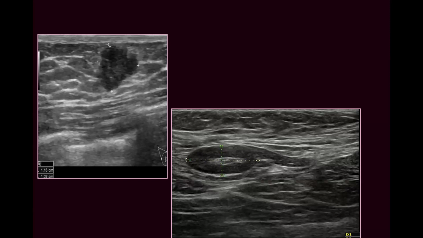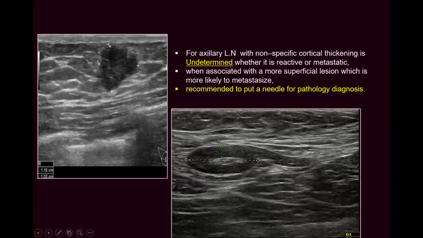So these are predictive locations of metastasis. For associated breast cancer in these locations and non-specific lymph nodes, we have to be aggressive and proceed for biopsy, as you mentioned. Thank you, Zuhair.